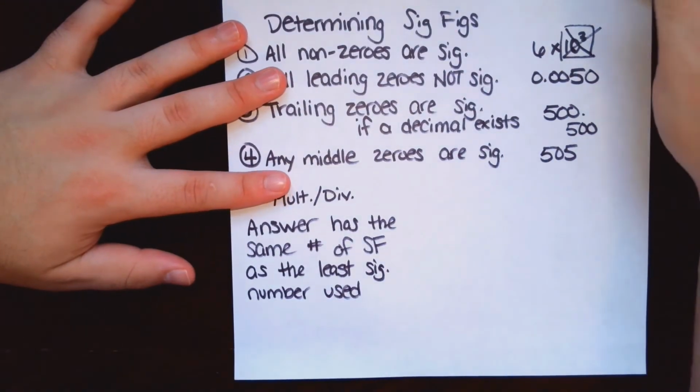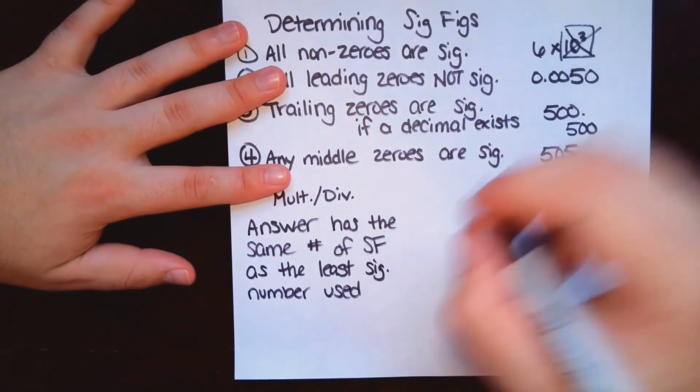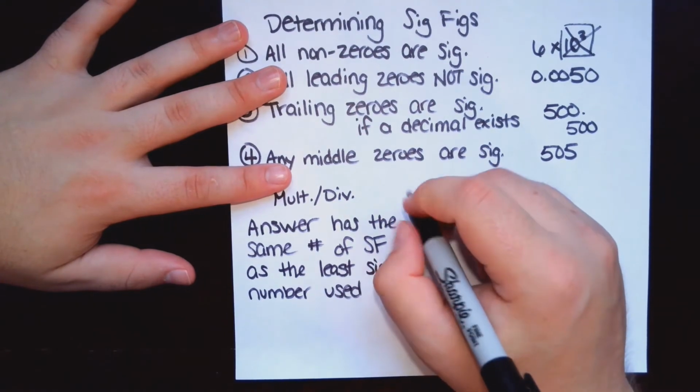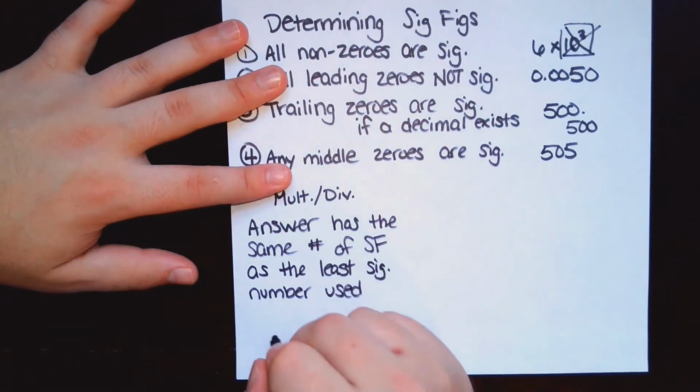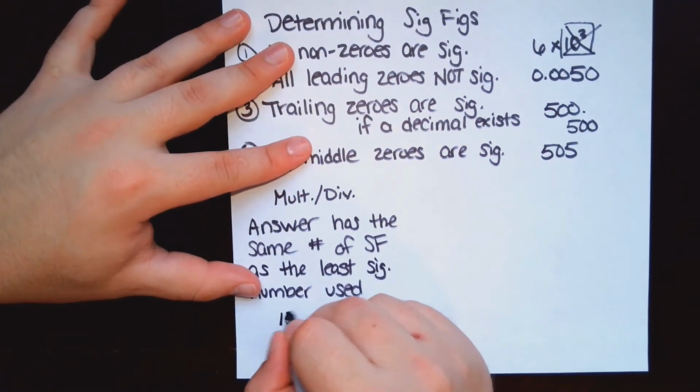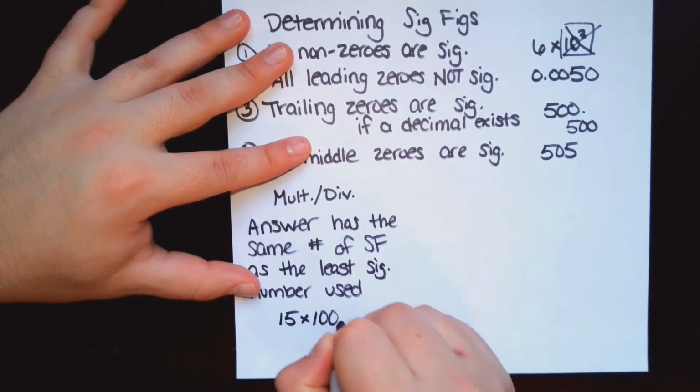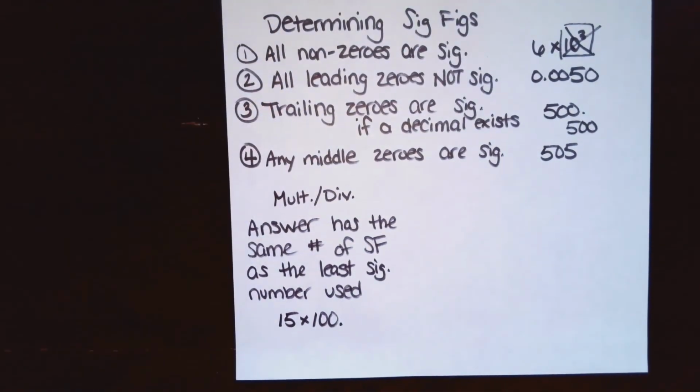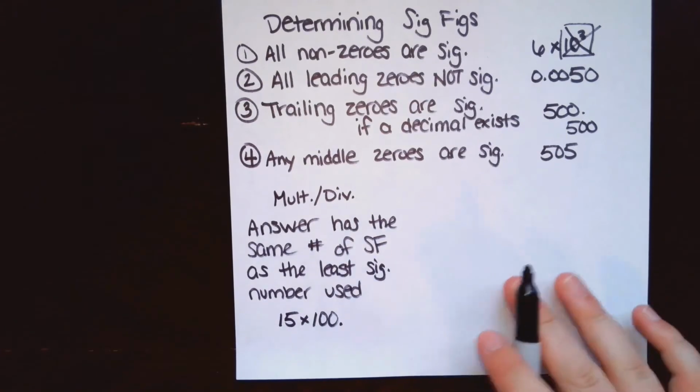What does that mean? Well, let's say we have 15 times 100. I'm going to put a decimal there on that 100. So the 15 has 2 sig figs, the 1 and the 5. And because that decimal is there, this 100 has 3 sig figs. All 3 of them are significant because it's a non-zero digit and 2 trailing zeros.